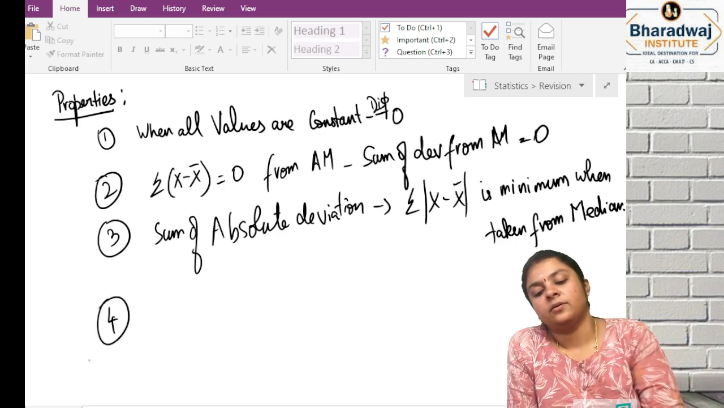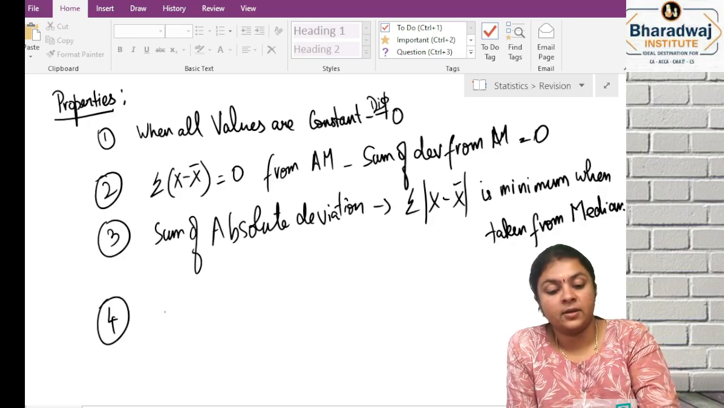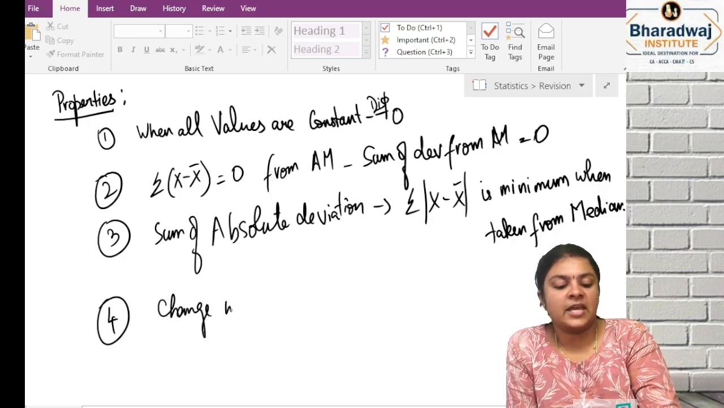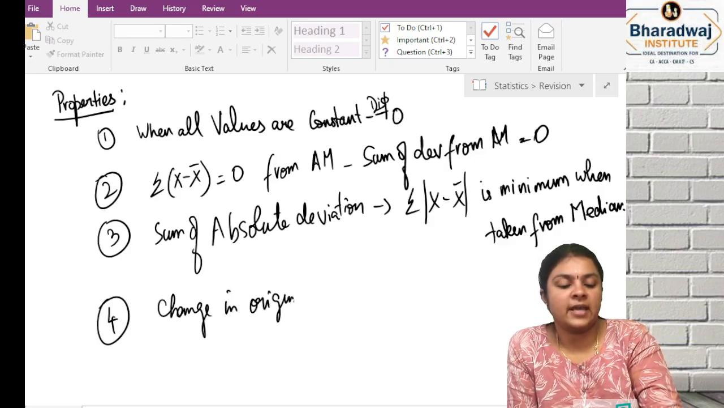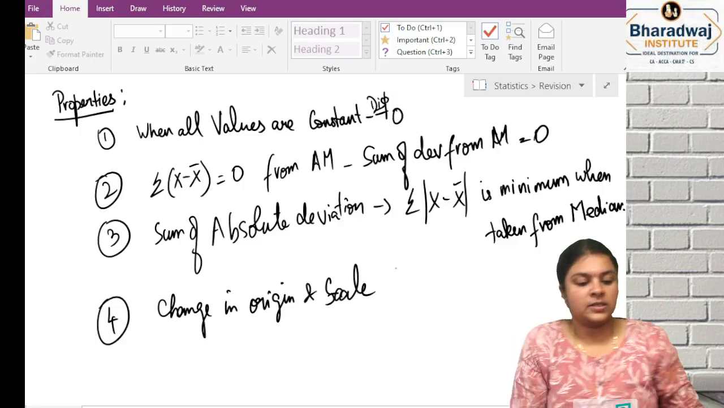Okay. Fourth point, change in origin and scale. Just give me a minute, friends.